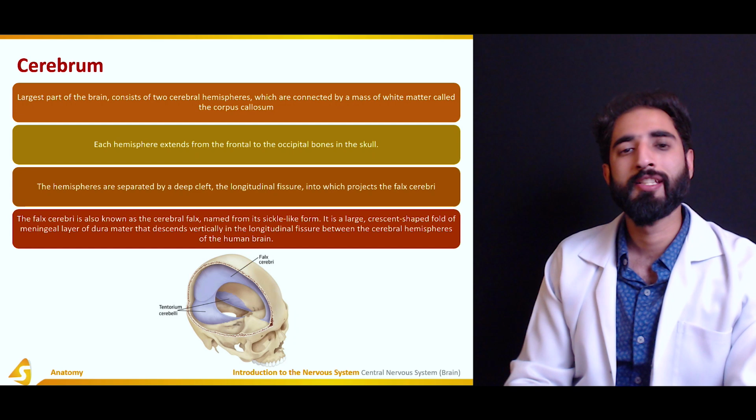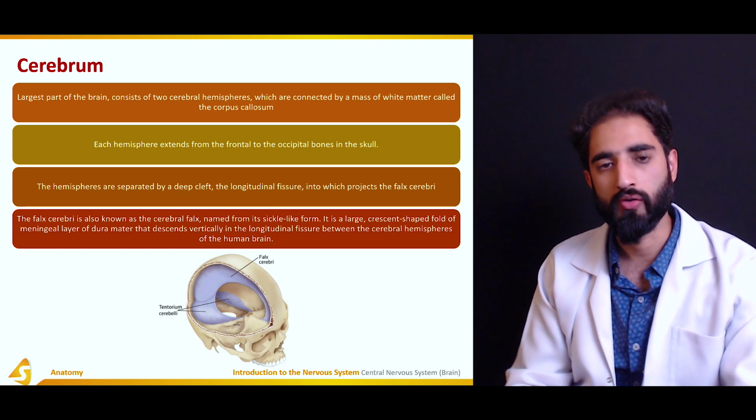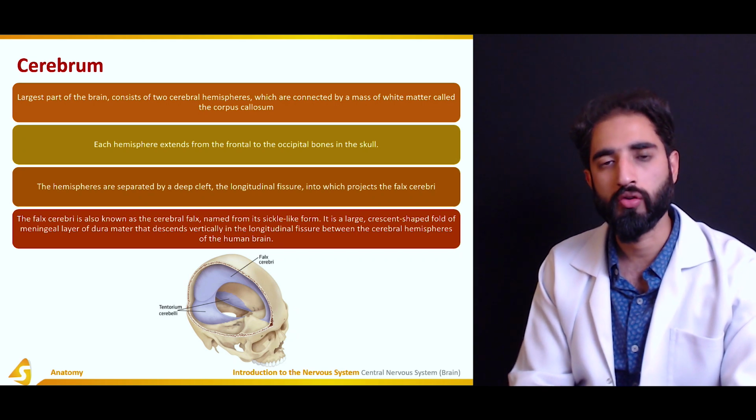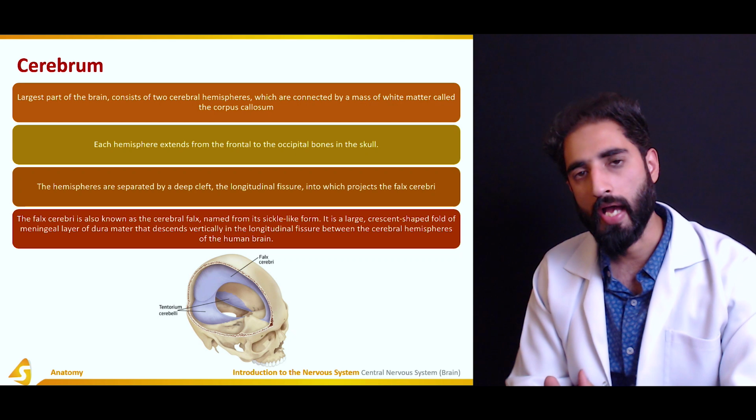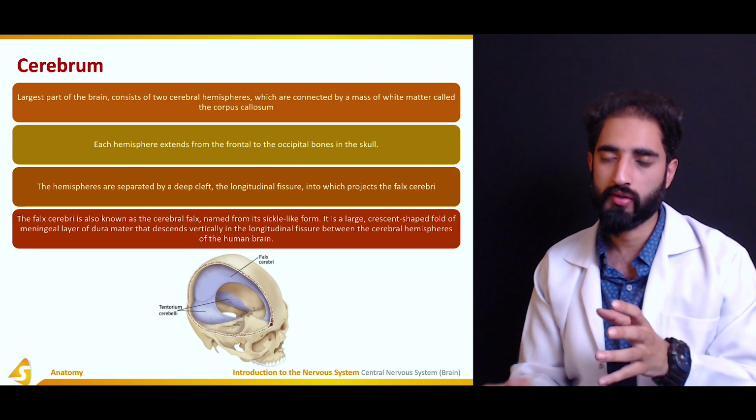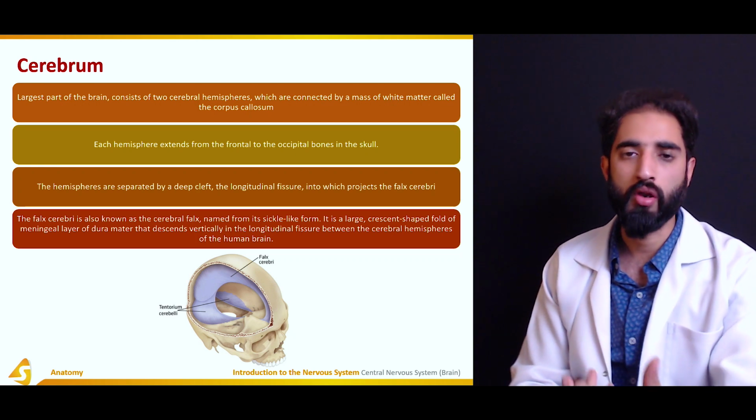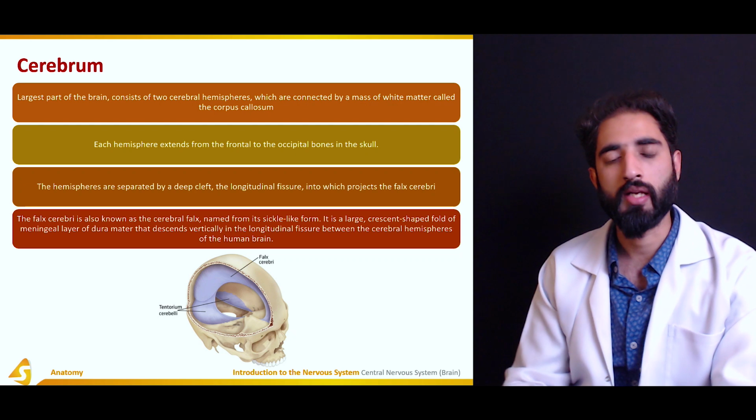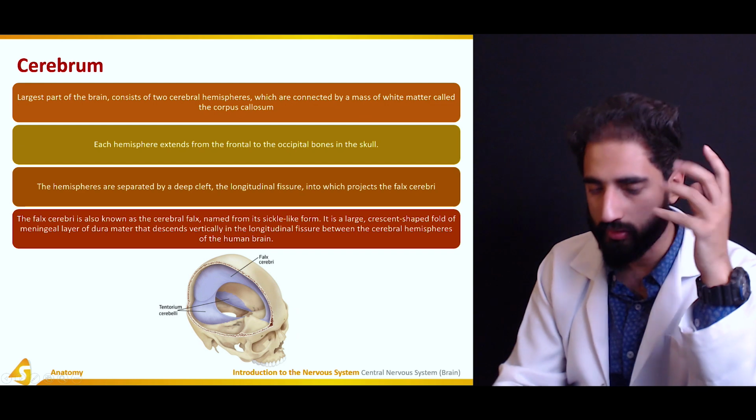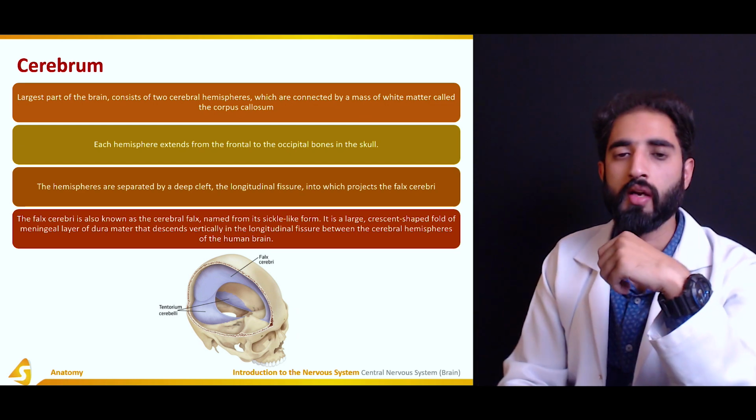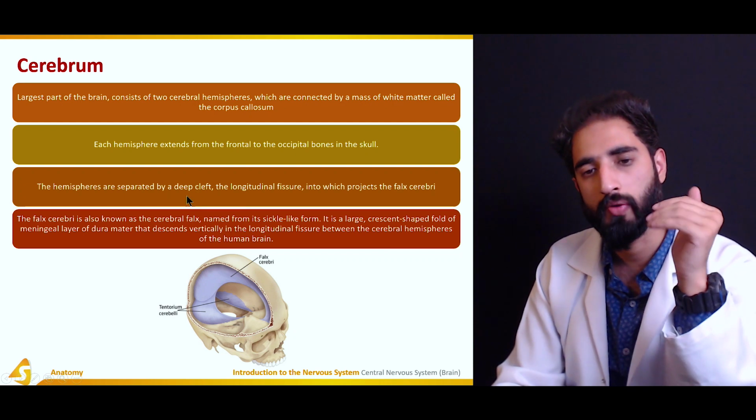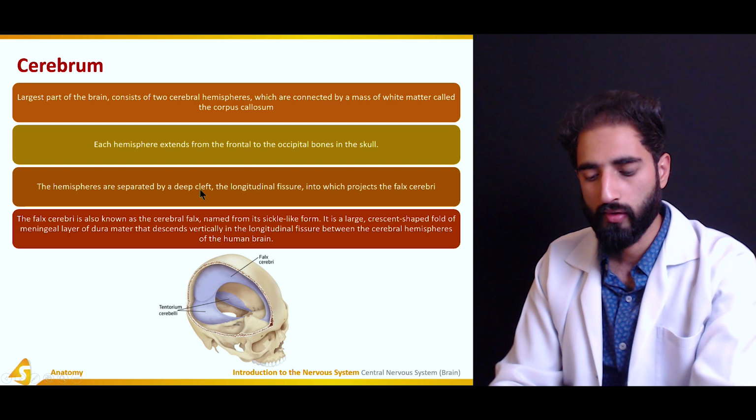Now, talking about the cerebrum or the cerebral hemispheres or the cerebral cortex, it is the largest part of the brain, consisting of two cerebral hemispheres which are connected by a mass of white matter called the corpus callosum. It is similar in structure to a walnut, and each hemisphere extends from the frontal bone to the occipital bone, because it is located in the entire cranial cavity. The hemispheres are separated by a deep cleft known as the longitudinal fissure.